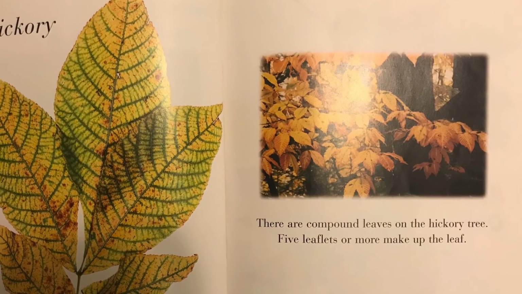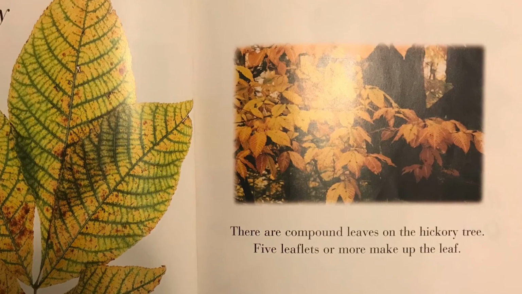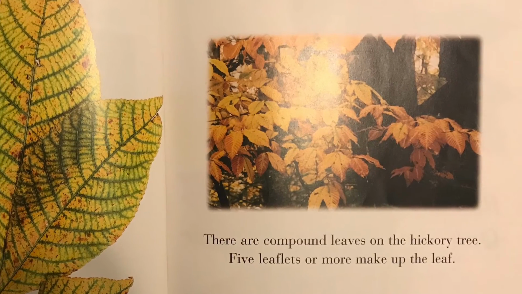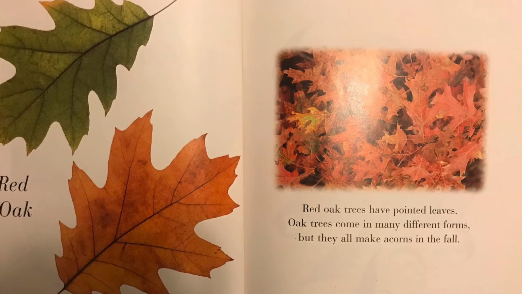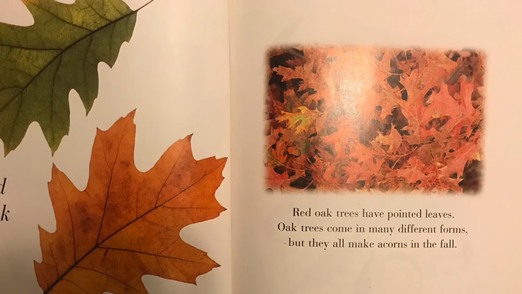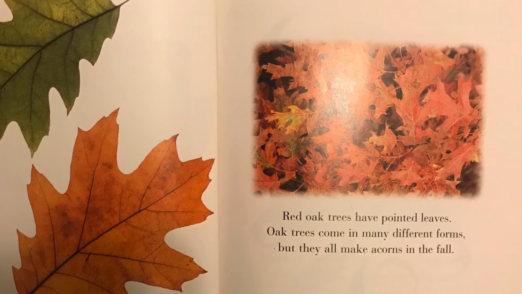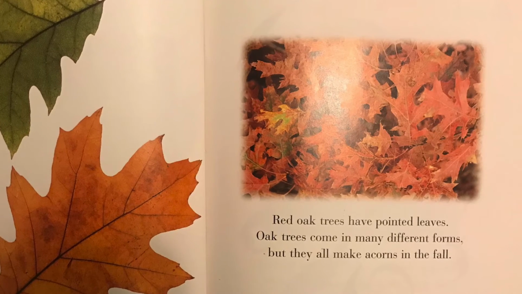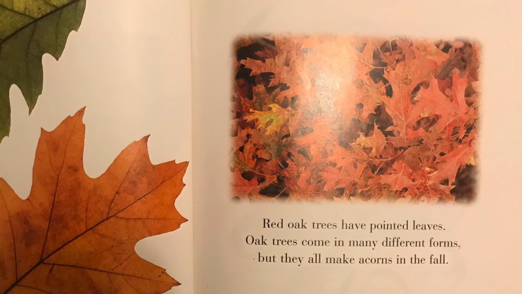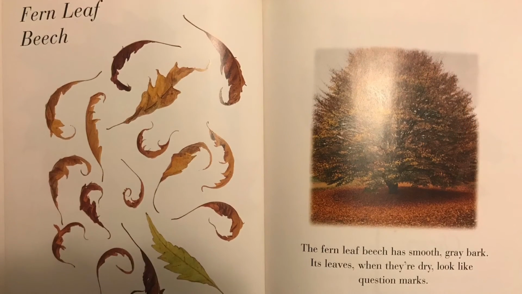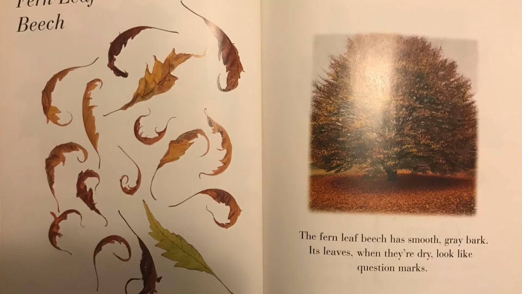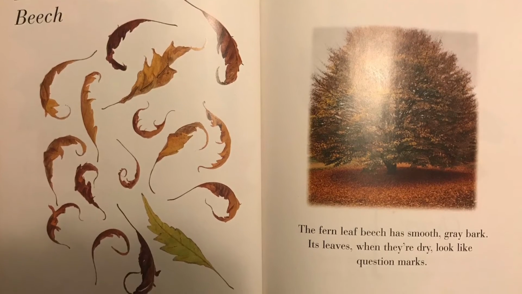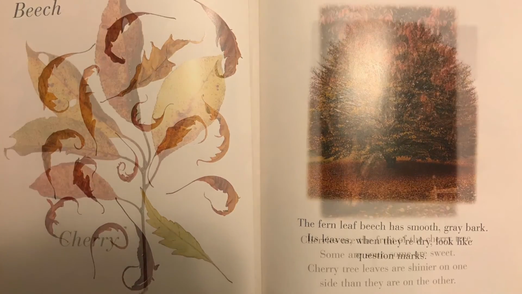Hickory. There are compound leaves on the hickory tree. 5 leaflets or more make up the leaf. Red oak. Red oak trees have pointed leaves. Oak trees come in many different forms, but they all make acorns in the fall. Fern leaf beech. The fern leaf beech has smooth, gray bark. Its leaves, when they're dry, look like question marks.